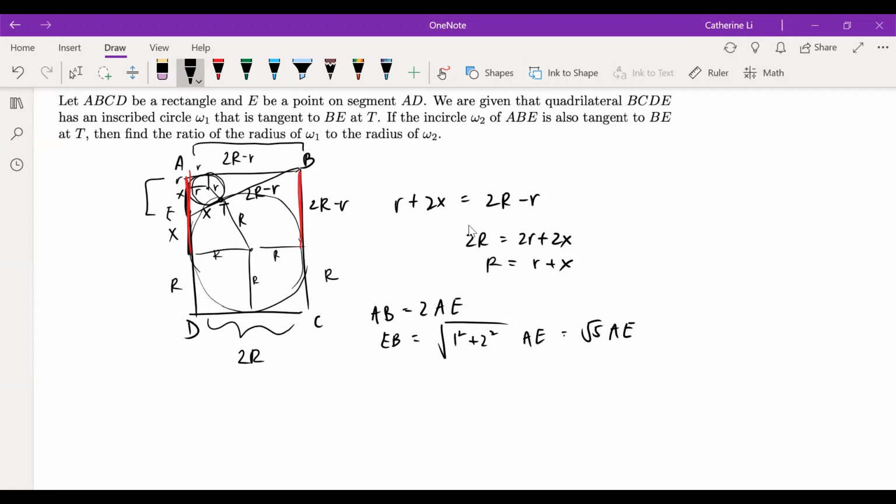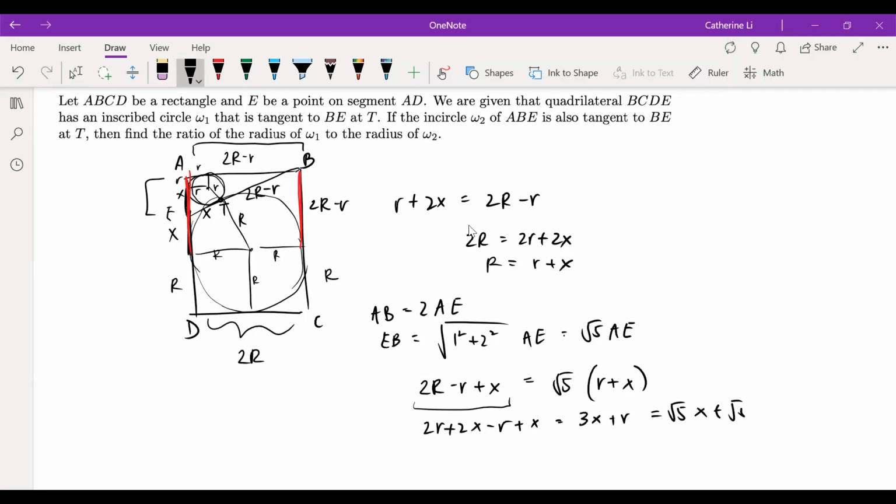But we also know that BE is equal to 2r minus r plus x. So this is going to be equal to root 5 times AE, which is r plus x. And then we can simplify this a little bit if we want to make R equal to r plus x. So big R is r plus x. We have this is equal to 3x plus r is equal to root 5x plus root 5r.